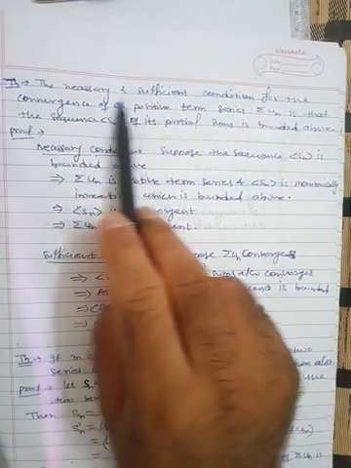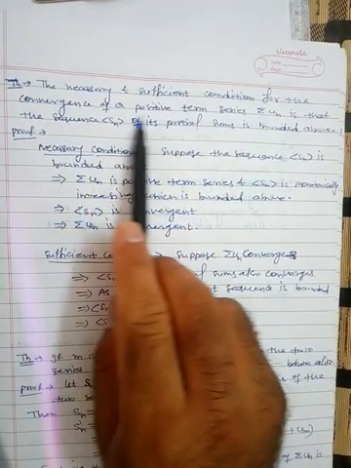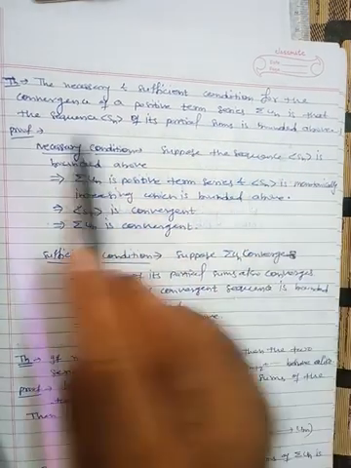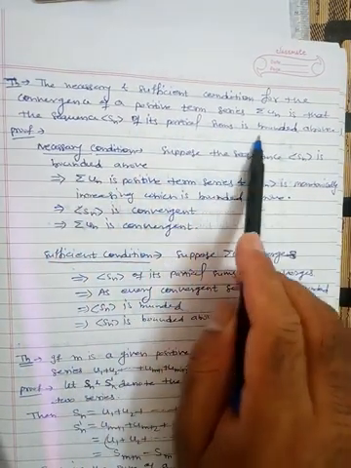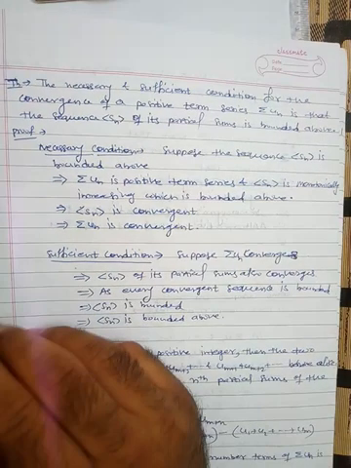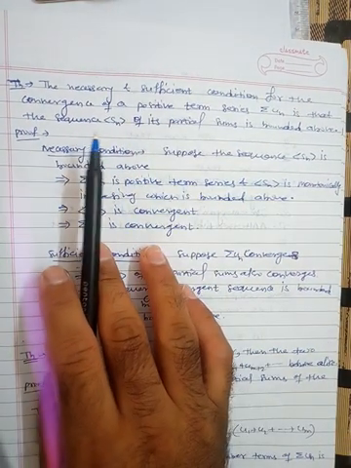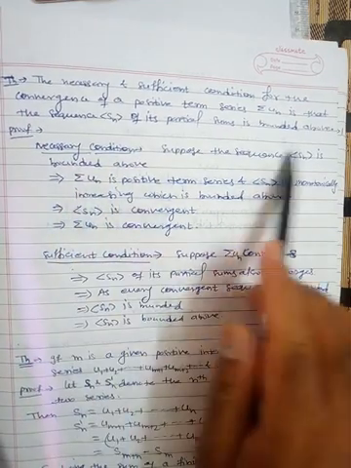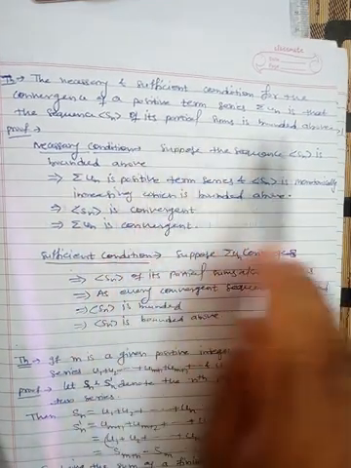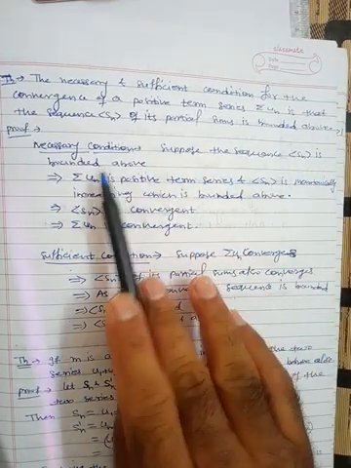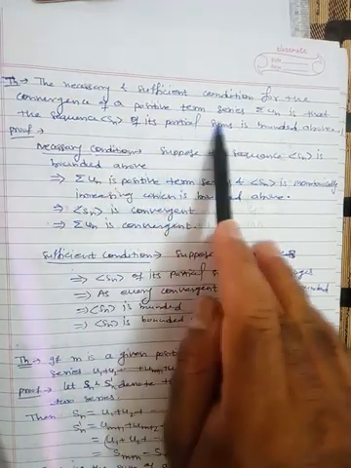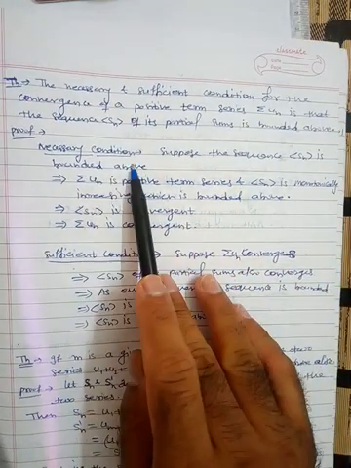Here the necessary and sufficient condition for the convergence of a positive term series is that the sequence of its partial sums is bounded above. From the previous theorem we have seen that if the sequence is bounded above, then the series converges. Fine. So this is the necessary and sufficient condition here. अगर आपका सीक्वेंस बाउंडेड है तो डेफिनेटली आपकी सीरीज जो है वो कन्वर्ज कर जाएगी अगर पॉजिटिव टर्म सीरीज है तो.